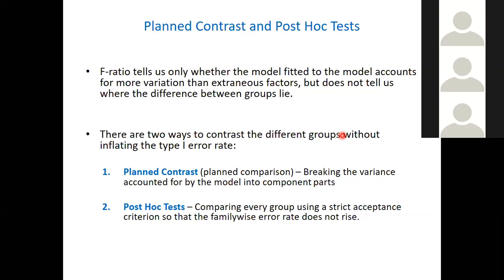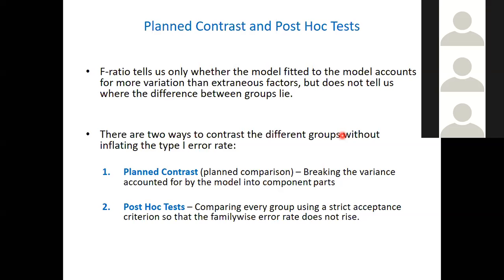But if there's a difference, where does the difference lie? Like this example we have just done now, where is the difference? We have three groups, and you can pair them in three ways. Placebo can be paired with low dose. Placebo can be paired with high dose, that's second. Low dose can be paired with high dose, that's third. So where is the difference?